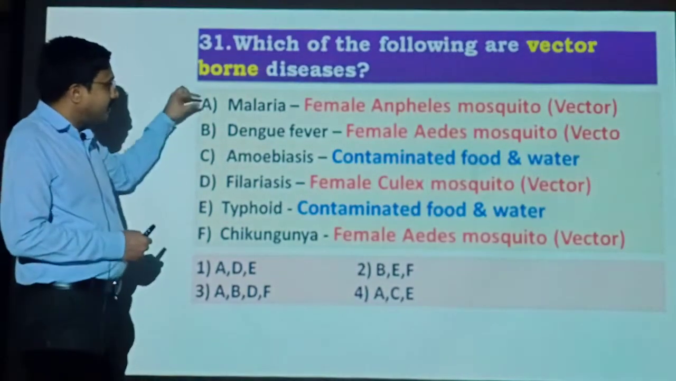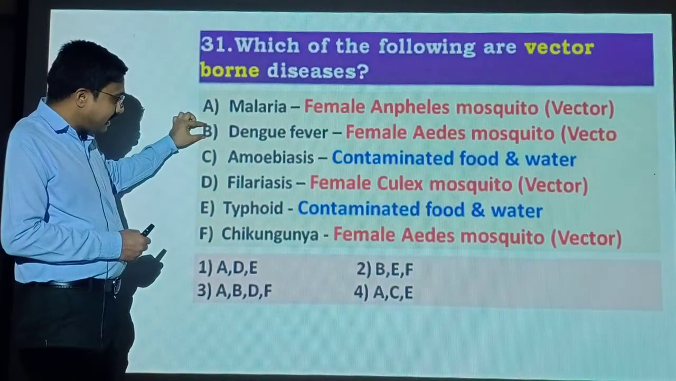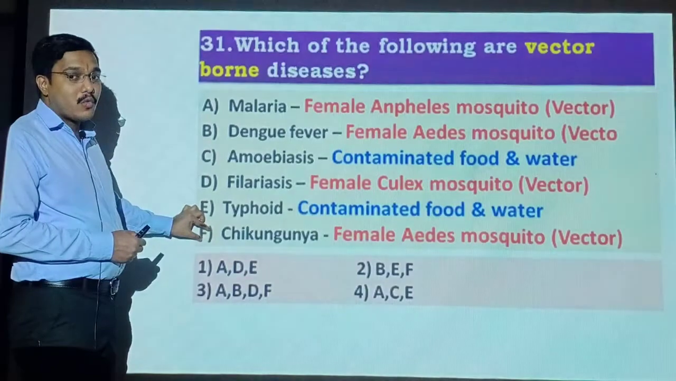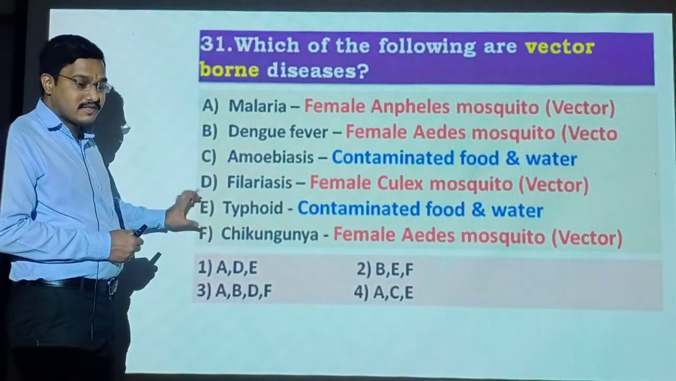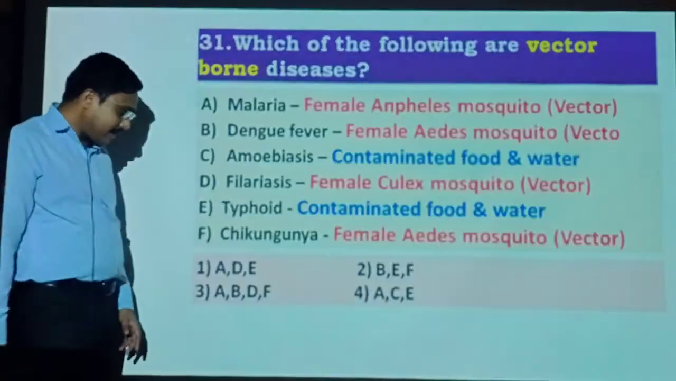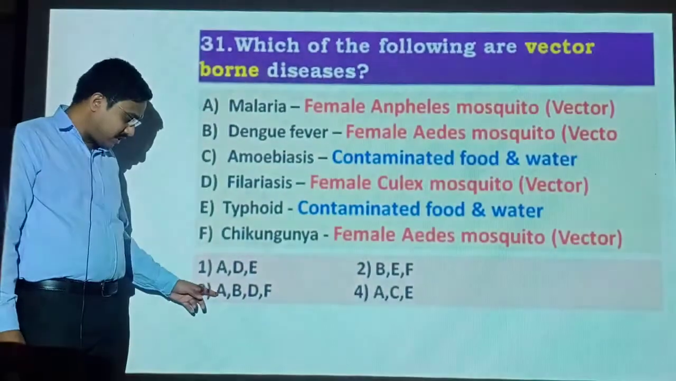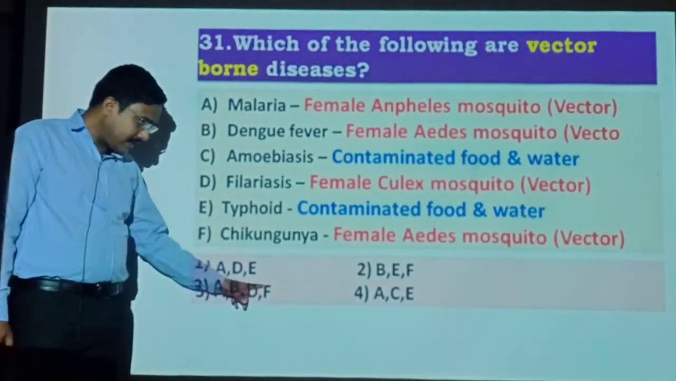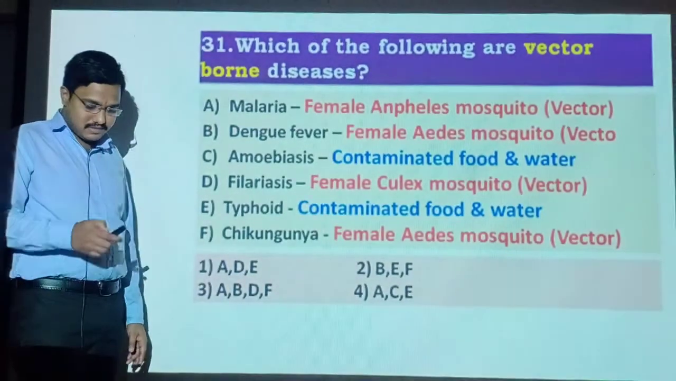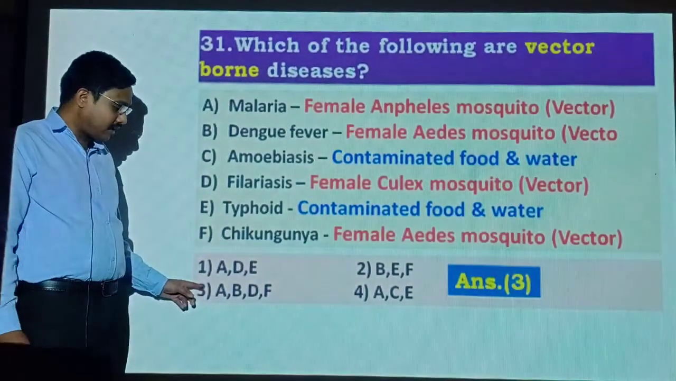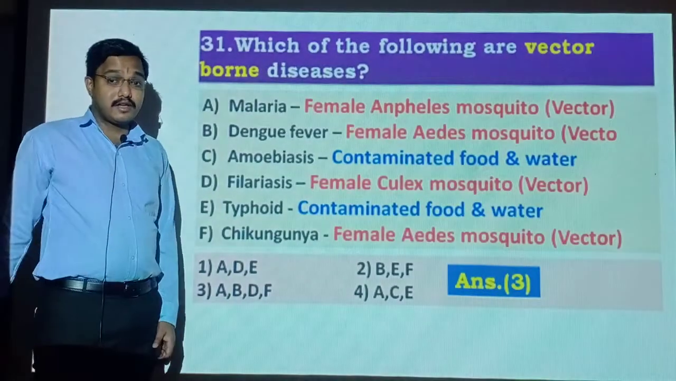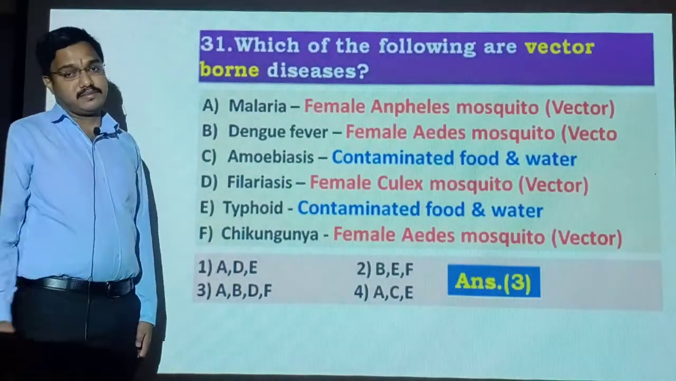If you see here, A, B, D, F are vector borne diseases. Therefore, the right answer, if you search here, option 3, A, B, D, F. Yes, the right answer is option 3. If they ask about vector borne disease, it will be related to mosquito.